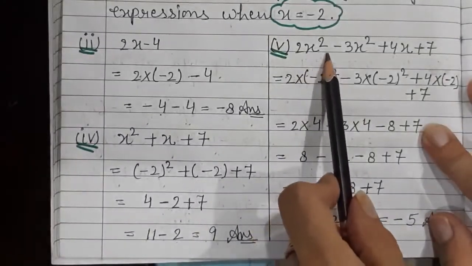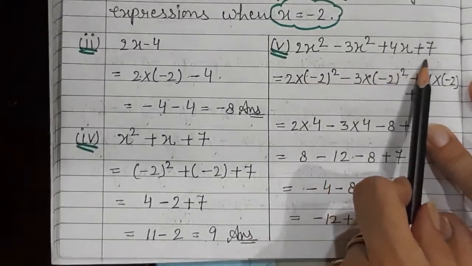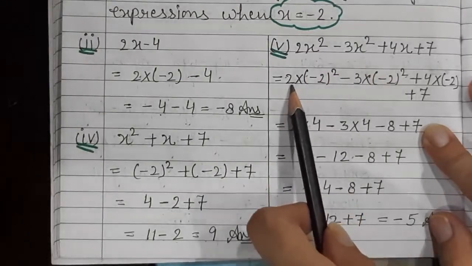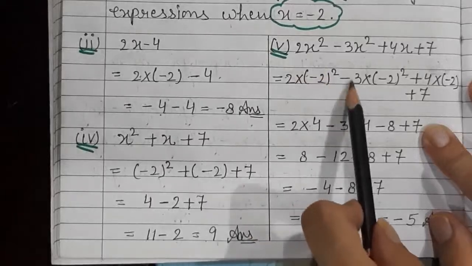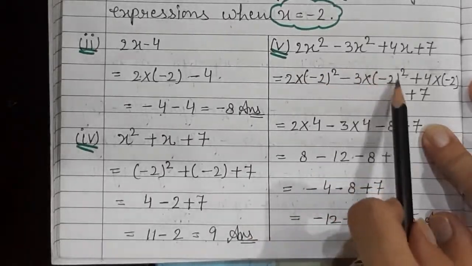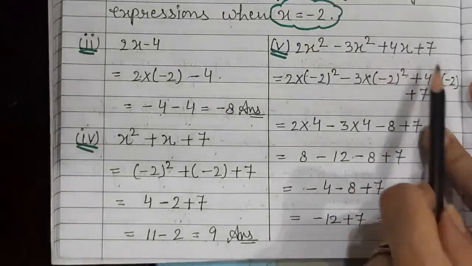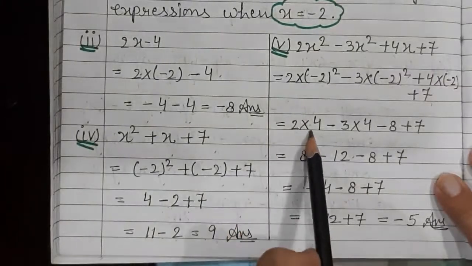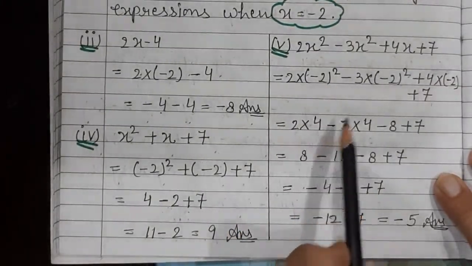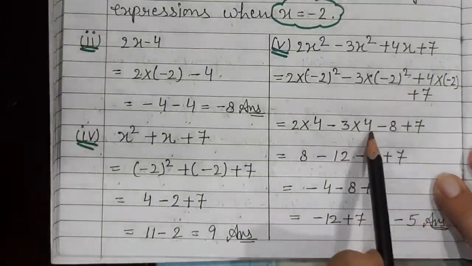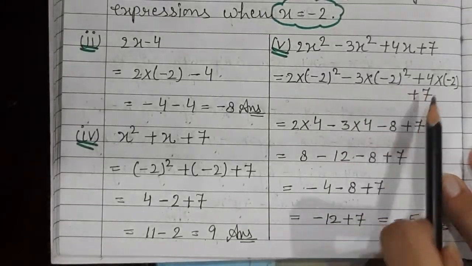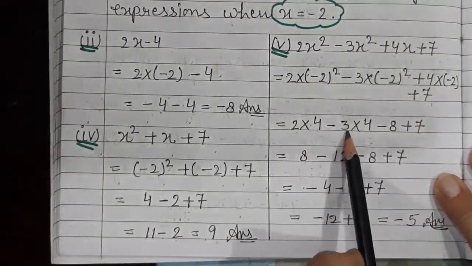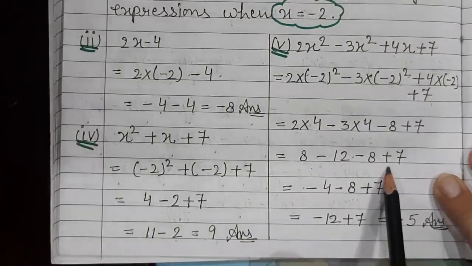Part, 2x square minus 3x square plus 4x plus 7. So here again, instead of x we have to put minus 2. So 2 into minus 2 square, minus 3 into minus 2 square, plus 4 into minus 2, plus 7. Right? Now solve. 2 into minus 2 square is 4. Minus 3 into minus 2 square is 4. Plus minus 4 2s are 8, plus 7. Now 2 4s are 8, minus 3 4s are 12, minus 8 plus 7.